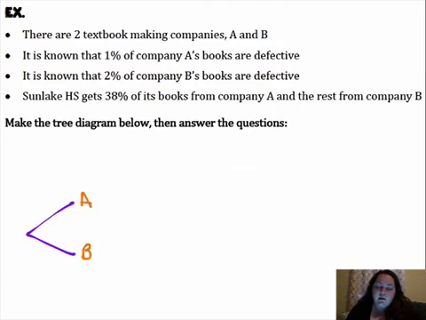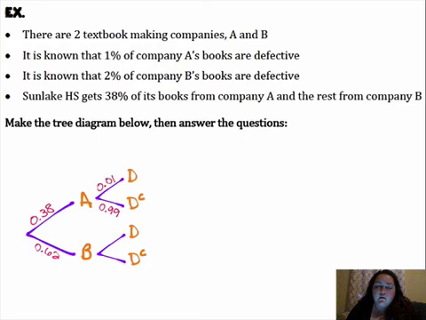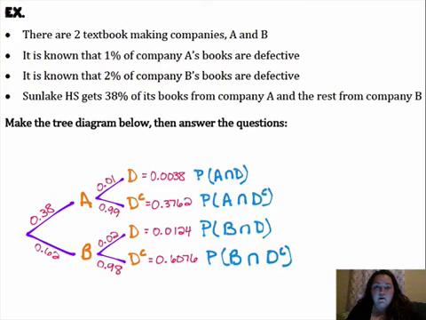Alright, so I have company A and company B. And then I have defective or not defective. Alright, so 38% come from company A, 62% come from company B. Company A's defective rate is 1%, so 99% are not defective. 2% for company B, and 98% not defective. When I multiply across, here's what I get. If I label them, that's what I get.